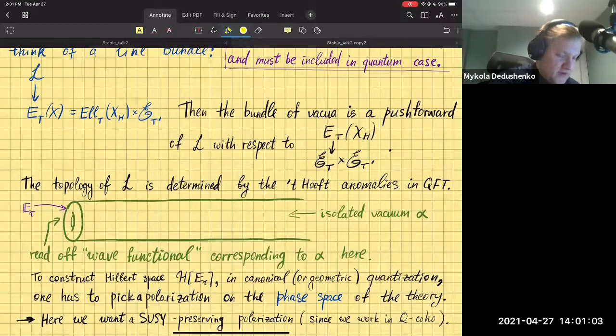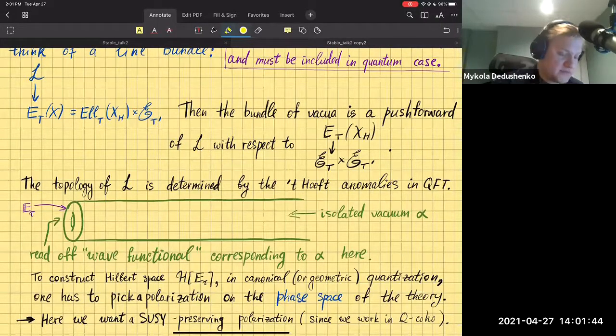But you do it in sort of canonical quantization or geometric quantization. And of course, here you have to pick a polarization on the phase space of your theory. So the phase space here would be, you can think of it as, if our theory was just about maps into XH, then the configuration space is the space of maps from the elliptic curve into XH. And the phase space is the cotangent bundle of that.